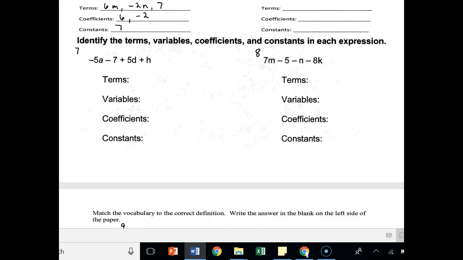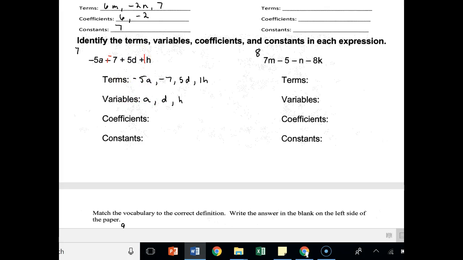Number 7, 8, it says the same thing, but this time we're also going to identify the variables. So as we go through, it says negative 5a plus negative 7 plus 5d plus h. Remember, a variable by itself gets a coefficient of 1. All right, so the terms are negative 5a, negative 7, 5d, and 1h, or just h, right? The variables are a, d, and h. The variables are just what letters do we have there, right?